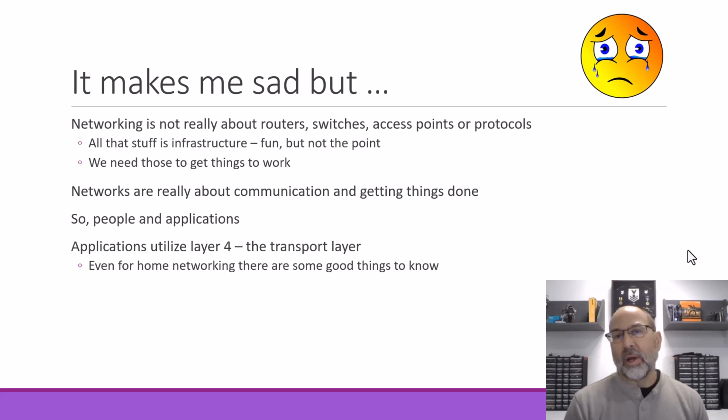What we really want to understand is that we got all these applications that are talking to each other, and people are the ones using those applications. Now, applications move us up to layer 4, and that's because layer 4 uses the transport layer protocols, and these are the Transmission Control Protocol, TCP, and the User Datagram Protocol, or UDP.